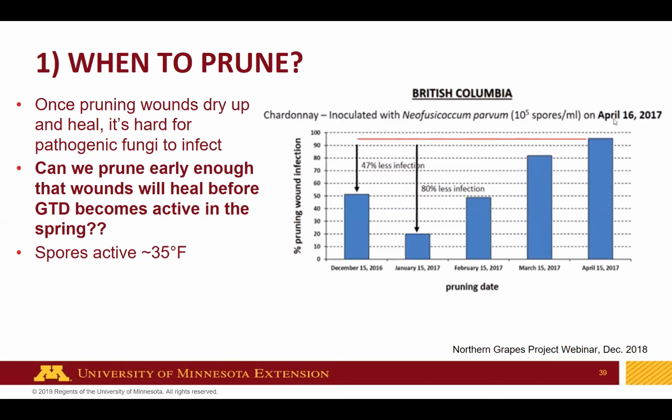There was research that's similar to this in British Columbia, and this slide is again from the Northern Grapes Project webinar in December of 2018. So if you were on that webinar, you've already seen this slide, but they were looking at pruning at different times throughout the growing season from December 15th monthly up to April 15th. And then they inoculated those pruning cuts on April 16th. And they wanted to see how easy or difficult it was for that grapevine trunk disease to infect those pruning wounds that were done at different points in the season. And indeed, they did find out that if they pruned earlier, January, they had 80% less infection than if they pruned later in April and then immediately inoculated those pruning wounds.